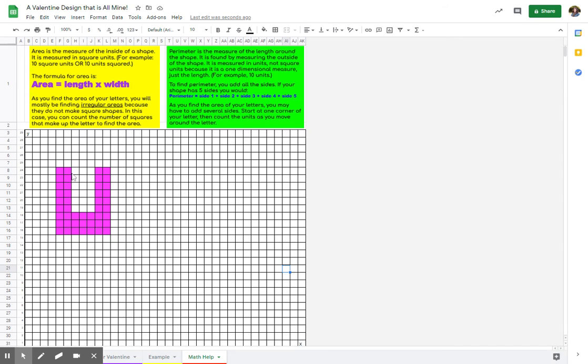Some of them will be the same, like this measure, and this measure will be the same. But again, I'm going to start right here, and I'm going to go ahead and walk around. I have 1, 2, 3, 4, 5, 6, 7, 8, 9, 10, 11, 12, 13, 14, 15, 16, 17, 18, 19, 20, 21, 22, 23, 24, 25, 26, 27, 28, 29, 30, 31, 32, 33, 34, 35, 36, 37, 38, 39, 40, 41, 42, 43, 44.